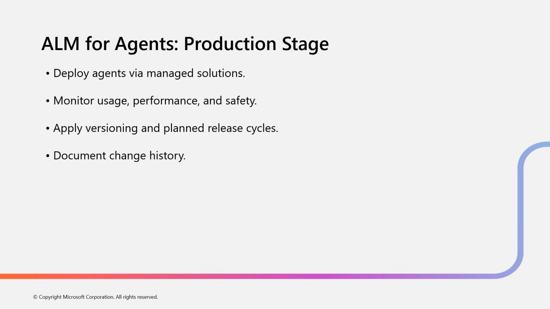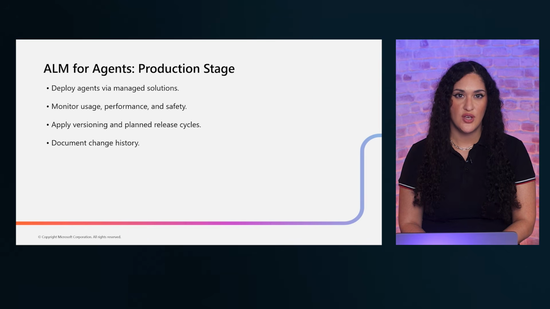In the production stage, deploy your agents via managed solutions, which ensures they are packaged and version controlled. Monitor usage, performance, and safety continuously because AI behavior can shift over time, even without code changes. Apply versioning with planned release cycles so updates are predictable and coordinated. Document change history for traceability so anyone can trace what changed, when, and why.